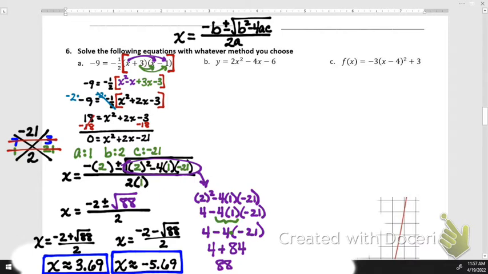Part B. You guys said you wanted to try a different method on each of these. Let's try to factor this one. What's this one equal to? Right now it's equal to y, but we want it equal to 0. We can just put a 0 in there. If there's a number there, then we have to deal with that. But if there's no number there, we can pop a 0 in.